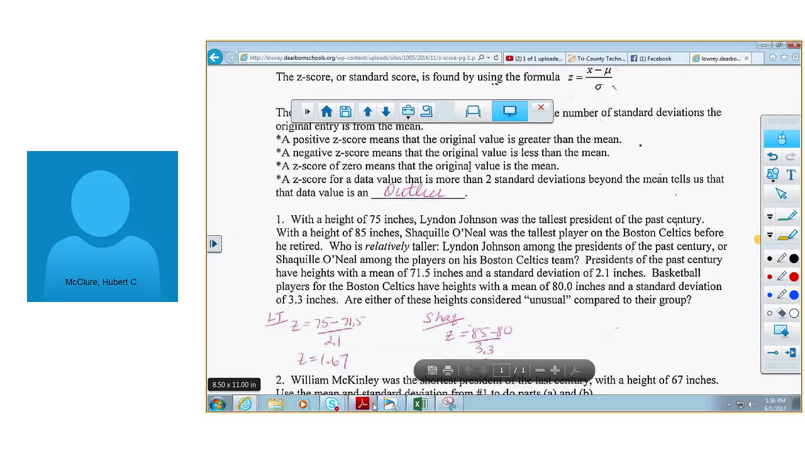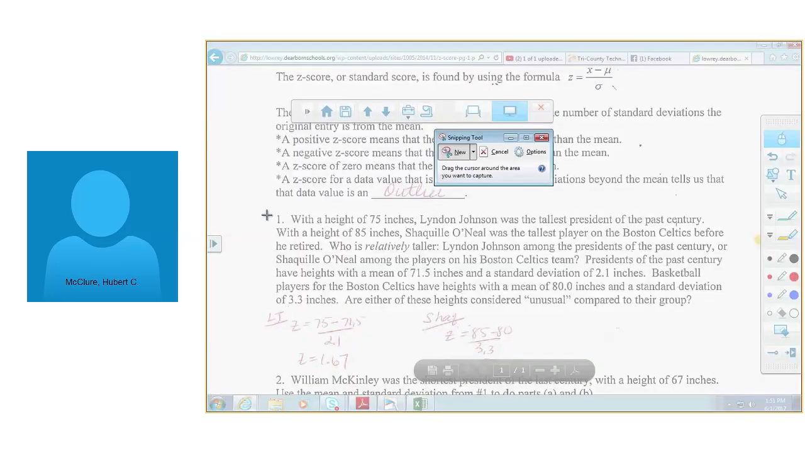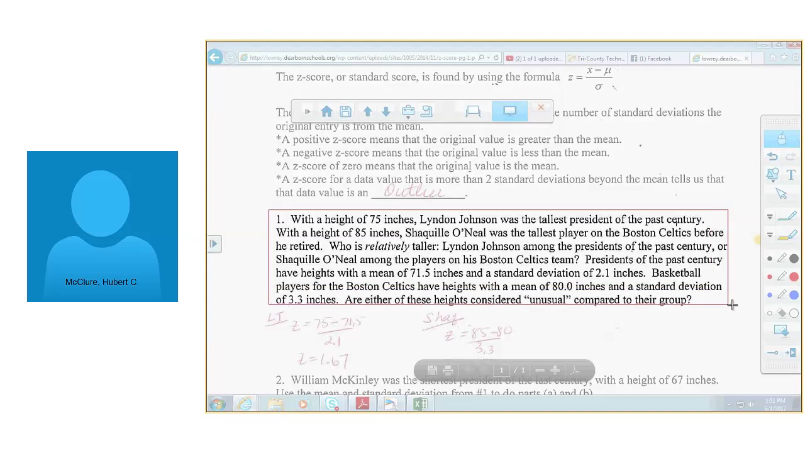You don't have to copy it word for word, but you need to copy down most of the information, meaning the numbers and stuff, okay? So you don't have to use all these big words and stuff.